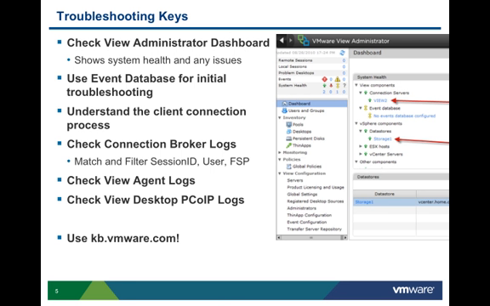One of the other good ways of troubleshooting View is to deeply understand the client connection process. This is where many of the common issues occur, and we'll be going through this in detail further on. And the final piece here is to check the different logs for each of the components within View. So you can check the logs on the connection broker, the View agent logs that sit on the View desktop, or even possibly the PCoIP logs that are also on the View desktop. And of course, at the end of the day, you can also check our knowledge base article site, kb.vmware.com.